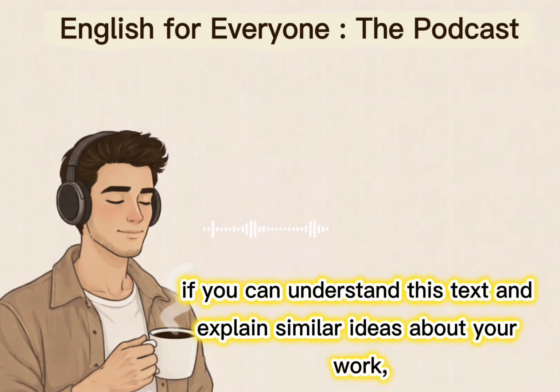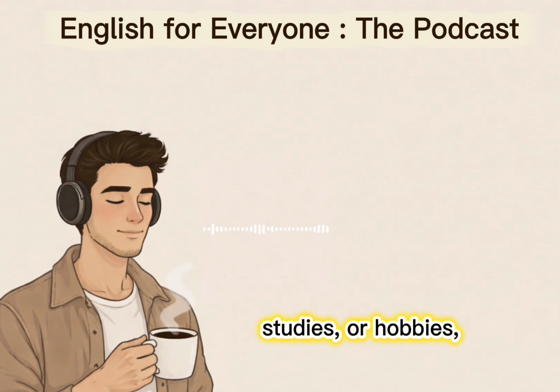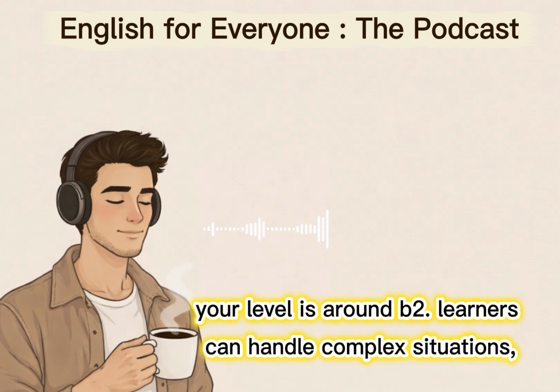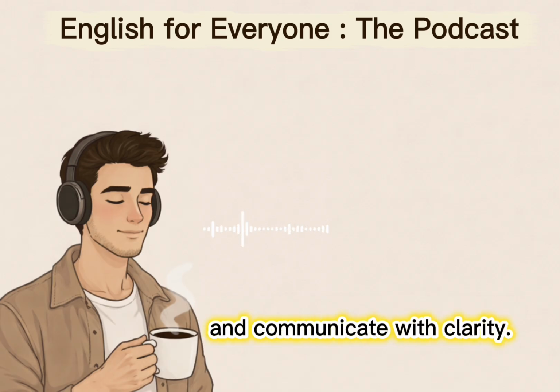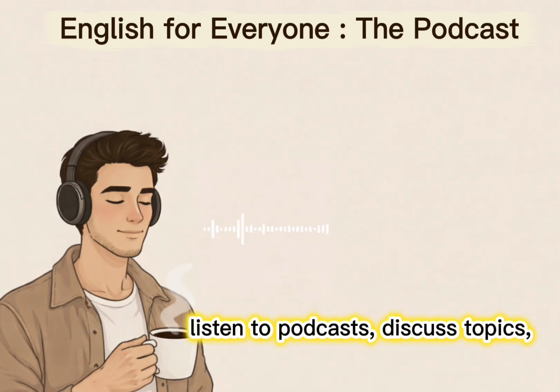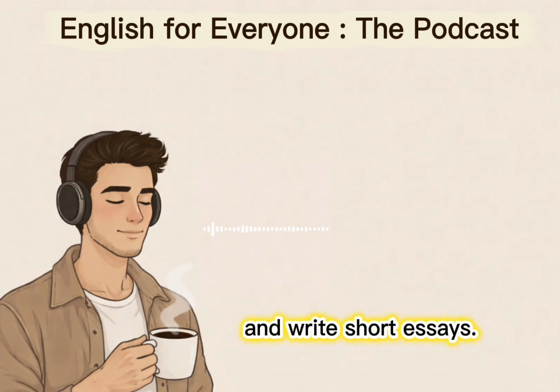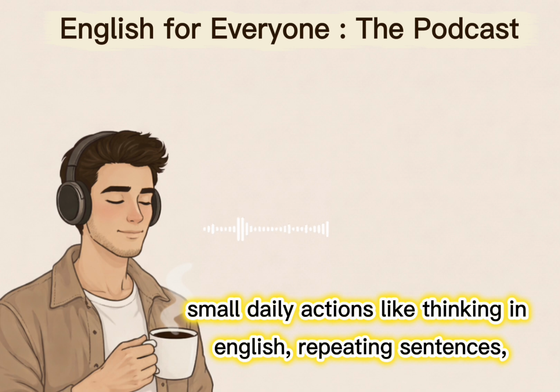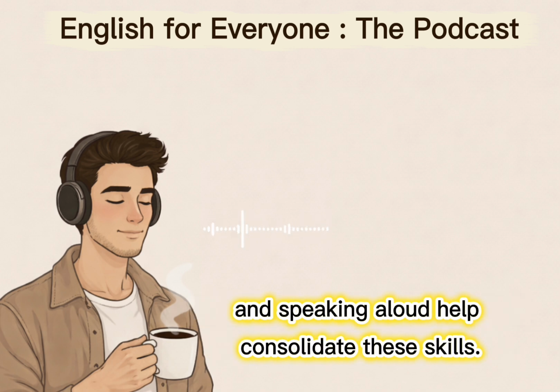If you can understand this text and explain similar ideas about your work, studies, or hobbies, your level is around B2. Learners can handle complex situations, participate in discussions, and communicate with clarity. To practice, read longer texts, listen to podcasts, discuss topics, and write short essays. Small daily actions like thinking in English, repeating sentences, and speaking aloud help consolidate these skills.